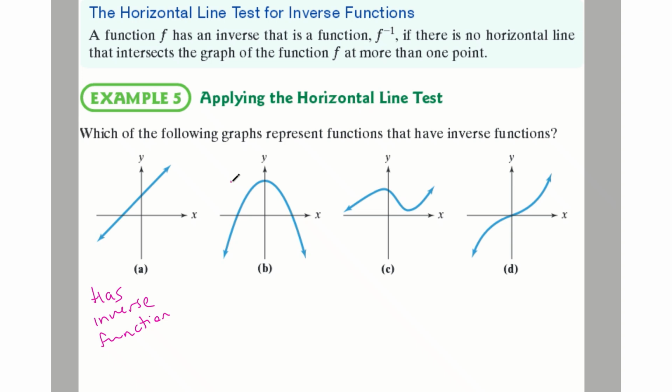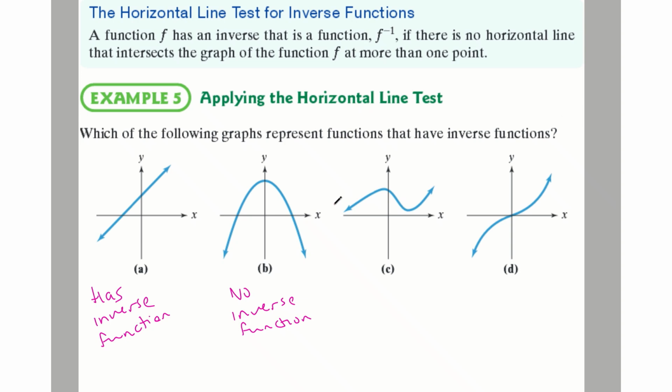However, this next one, if I draw my horizontal line right here by the vertex, it's only going to touch 1 point. But what if I draw it here? If I draw my horizontal line right here, I'm going to touch 2 points, okay? Which means this one has no inverse function. I hope that makes sense. It's kind of similar to your vertical line test, except it's a horizontal line test telling you whether or not this function has an inverse function.